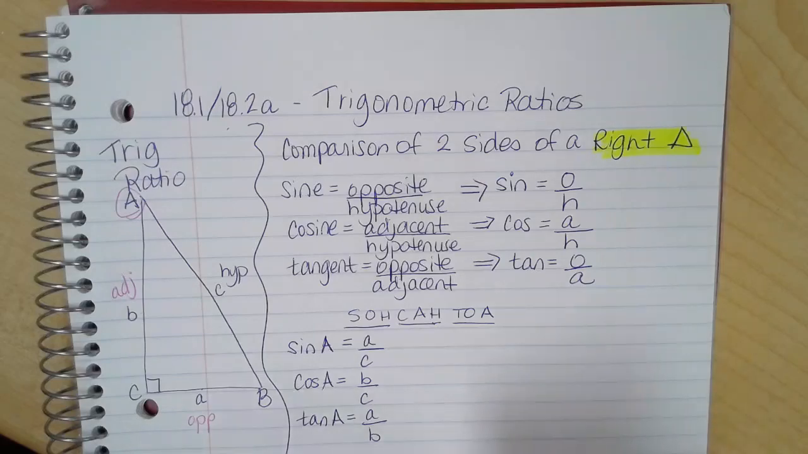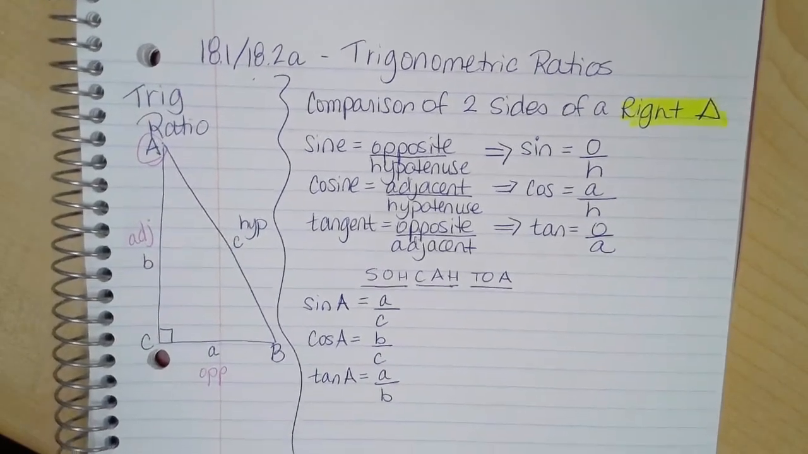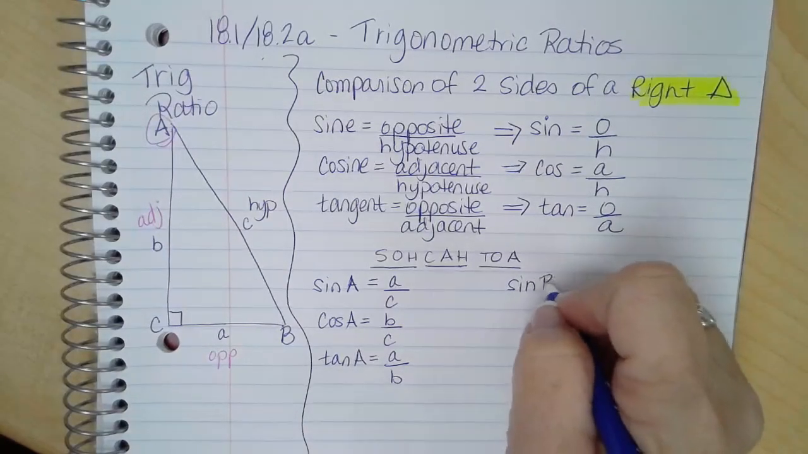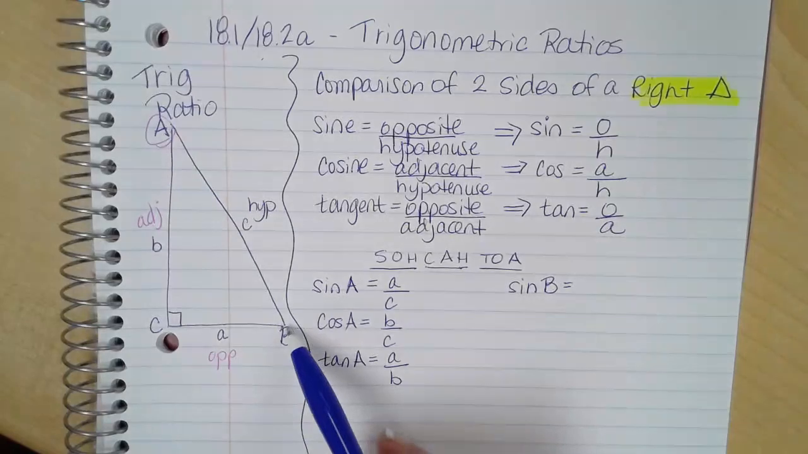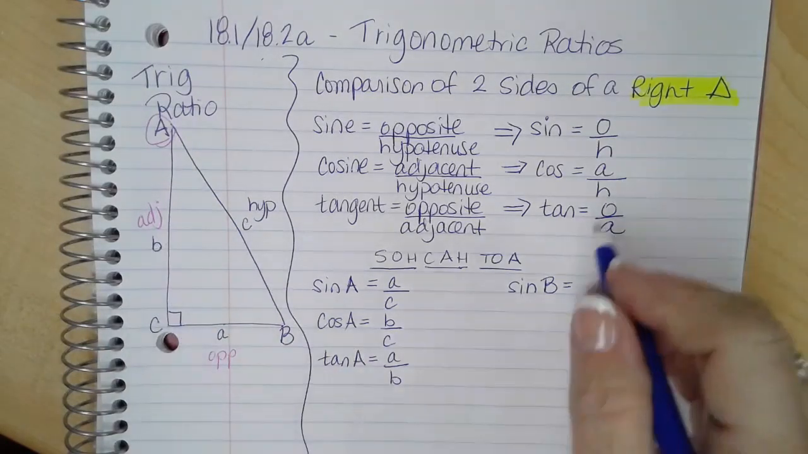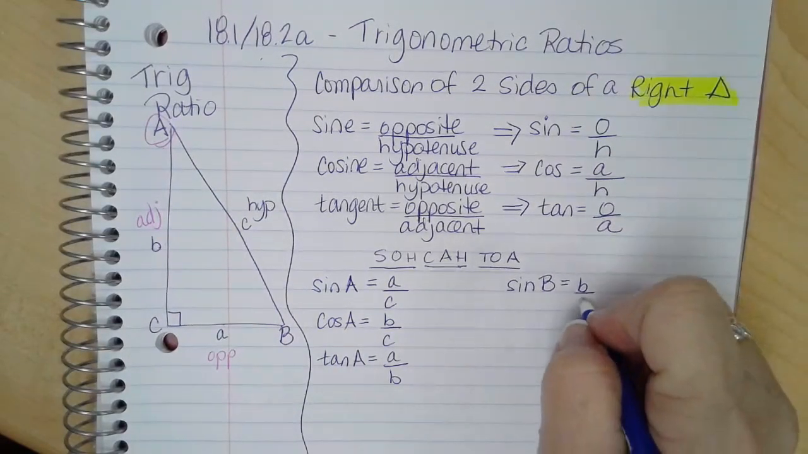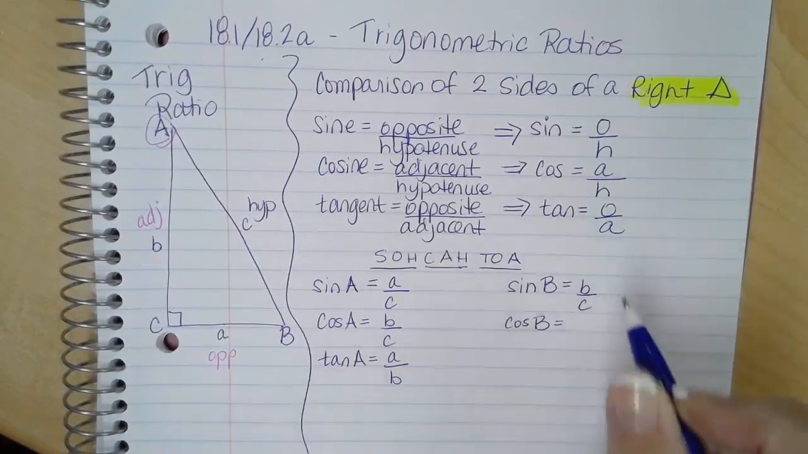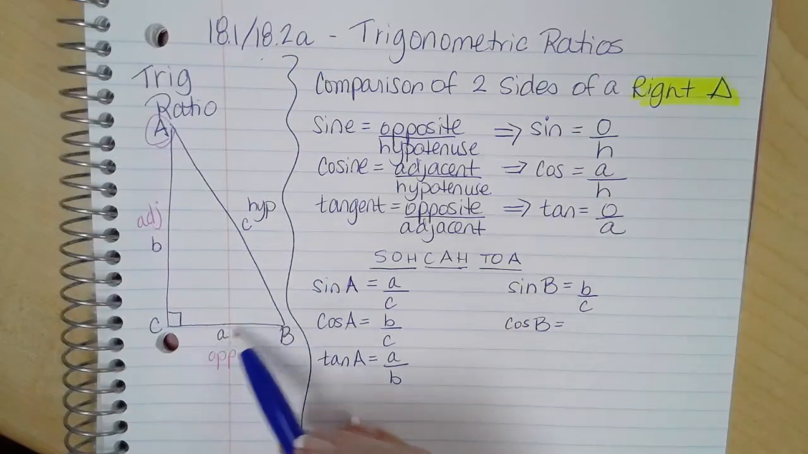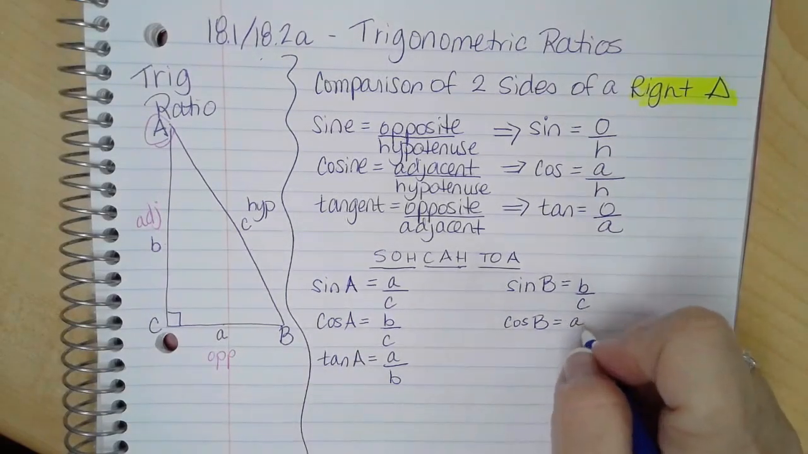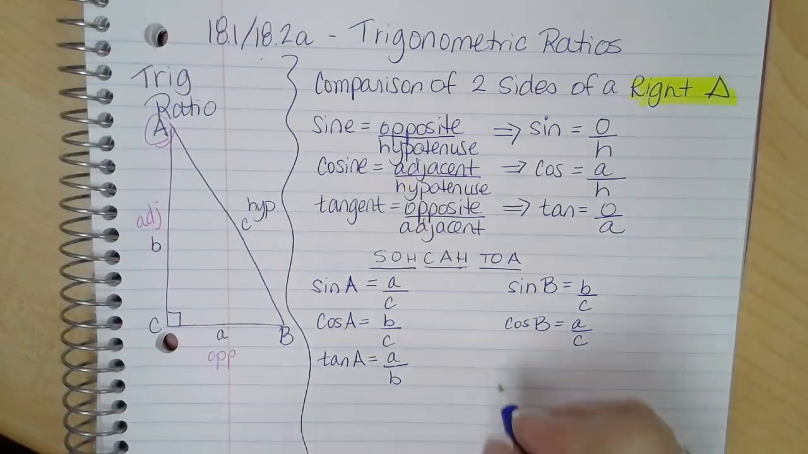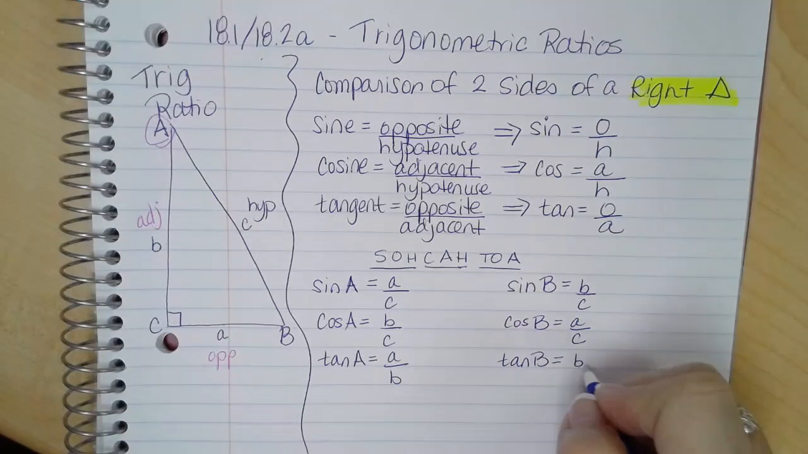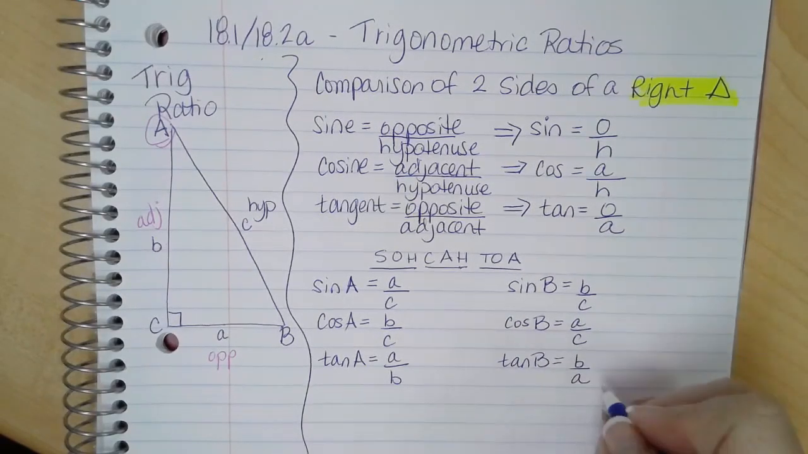Now, if we were to do angle B, it's going to be a little bit different. If I look at sine of angle B, what's opposite angle B now? It's little b, over hypotenuse, little c. Cosine of angle B is adjacent, so now that's little a, over c. Tangent of angle B is opposite, little b, over adjacent, little a.